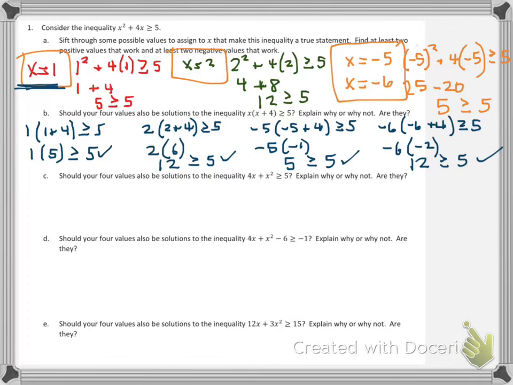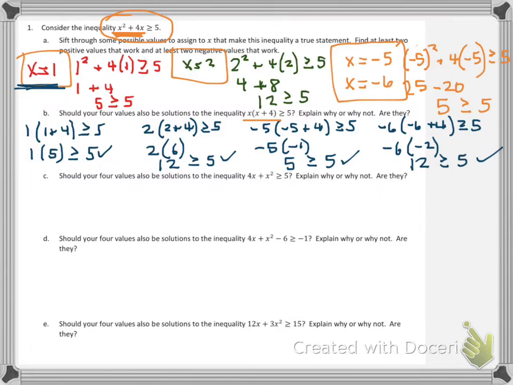Well, if we take a look at our original inequality up here, this one at the top, and I specifically pay attention to the left side of the inequality, that x squared plus 4x, I see that there is a common factor x in both of those terms. X squared has an x and 4x has an x. So I can use the distributive property to factor out a common factor. And that does indeed give me x times the quantity x plus 4, because x squared divided by x is x, and 4x divided by x is 4.